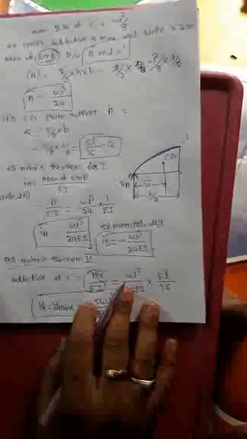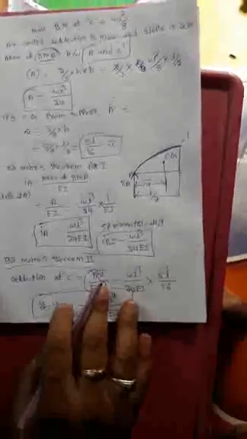So this is the derivation for today's class, and through this derivation we can find the slope at any point and the deflection at any point. Okay, thank you.